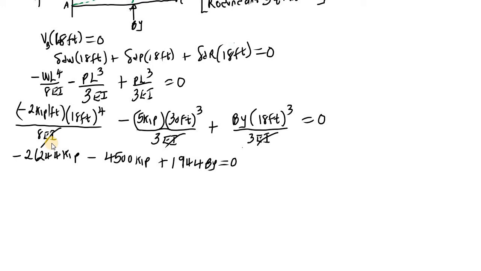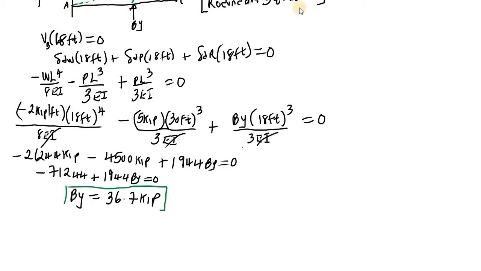Now we can solve for BY. Negative 26244 kip minus 4500 kip gives us negative 71244, then plus 1944 BY equals 0. If you divide negative 71244 by 1944, you get BY equal to 36.7 kip. So this is the value of BY.